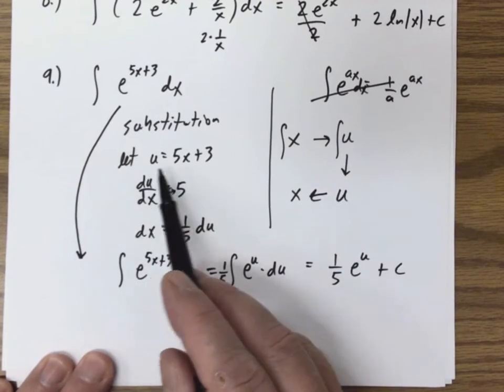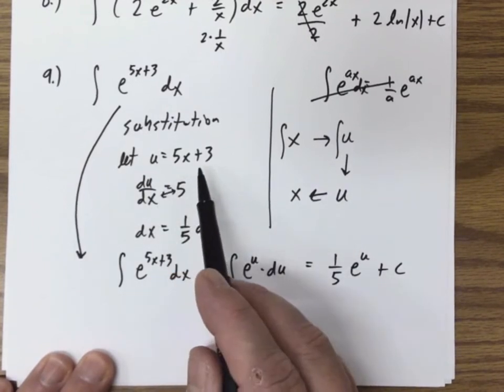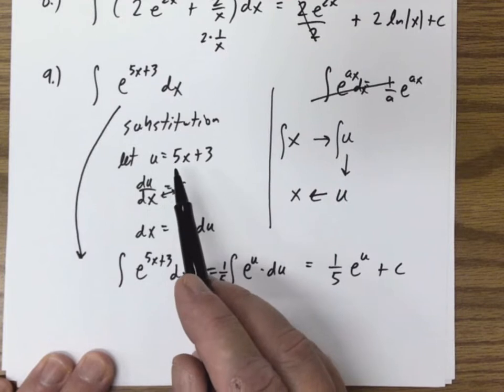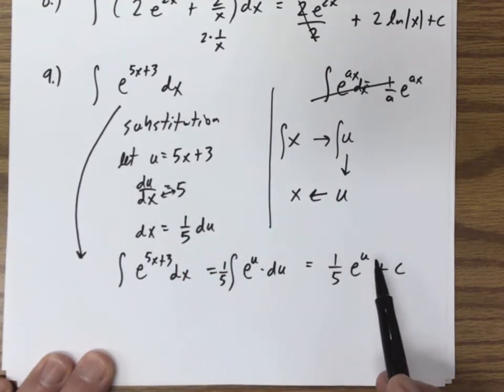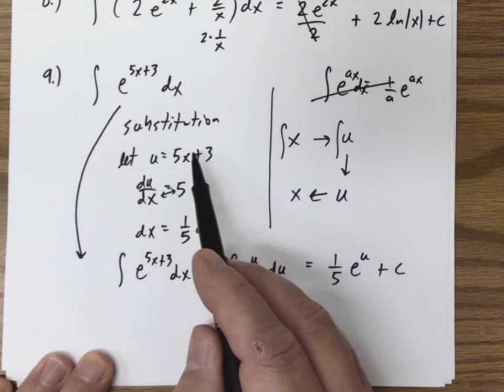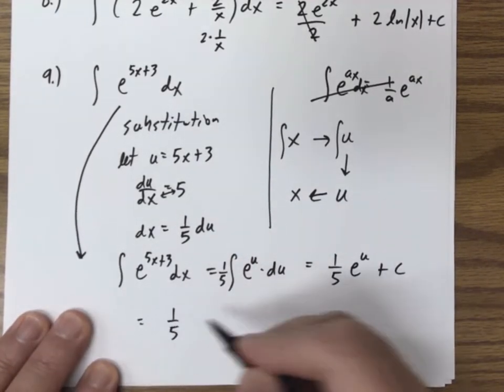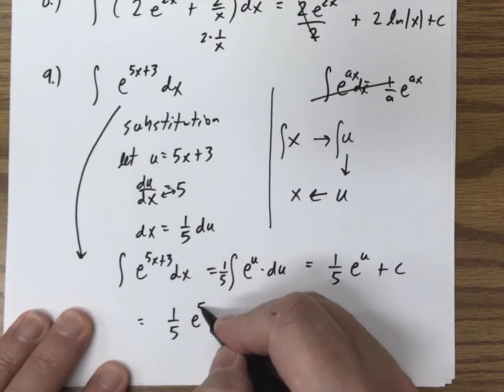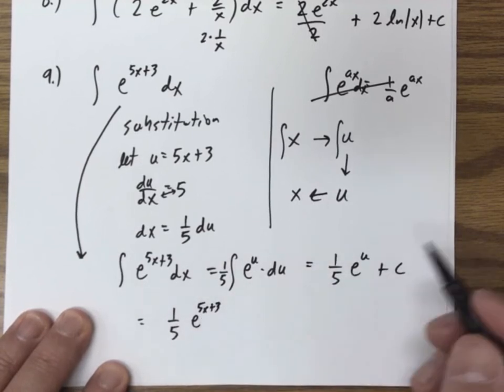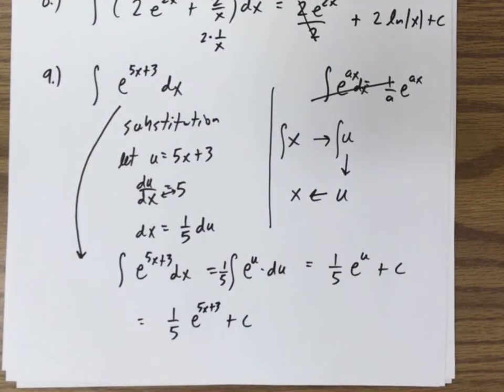And to do that, we go up to our original definition of u. u equals 5x plus 3. So let's go down here, wherever I have a u, replace it with 5x plus 3. So 1/5 e to the 5x plus 3 and that should be your answer. Let me check and make sure. Number 9. Yep.